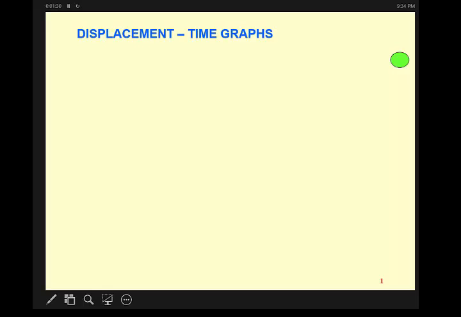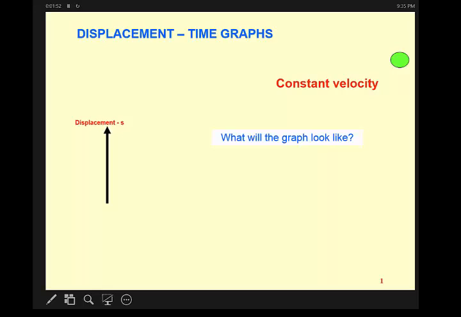That object, just screaming across the screen then, is moving from point A to point B in a given amount of time. So it's travelling at constant velocity. What we want to know is, if we graph that motion, what will the graph look like? So let's draw in our axes, displacement over time.